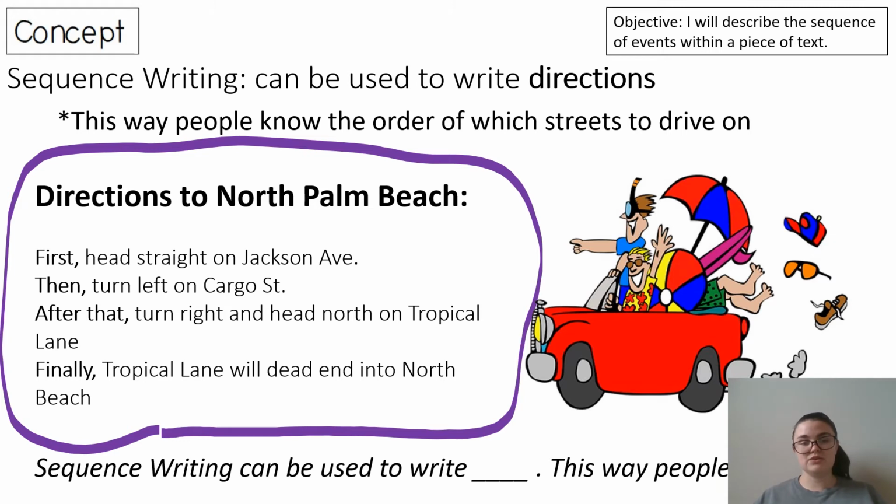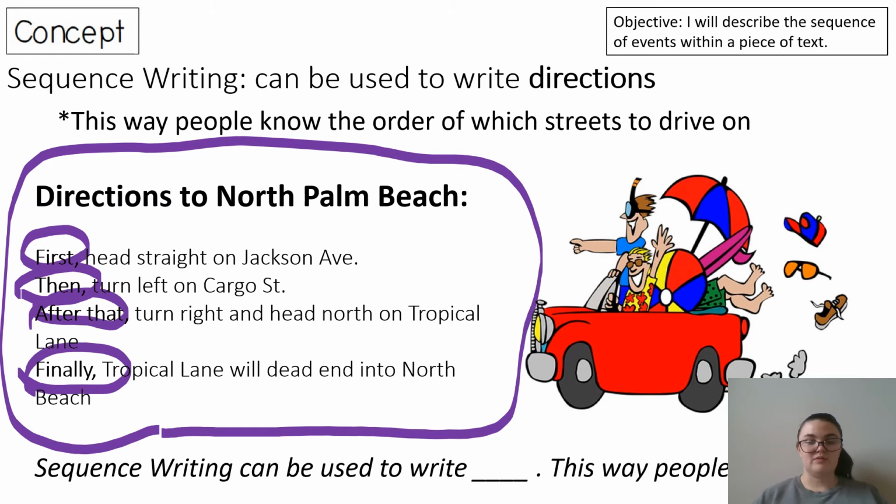This says directions to North Palm Beach. First, head straight on Jackson Avenue. Then, turn left on Cargo Street. After that, turn right and head north on Tropical Lane. And finally, Tropical Lane will dead end into North Beach.